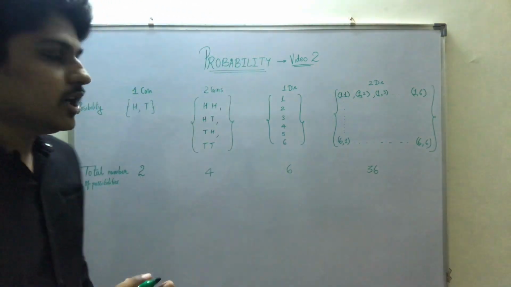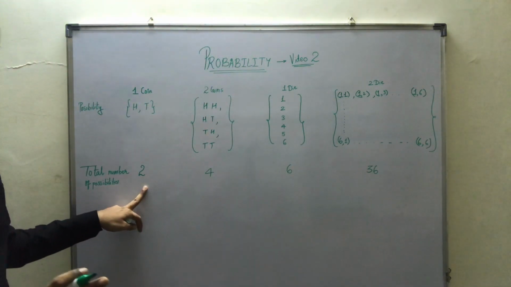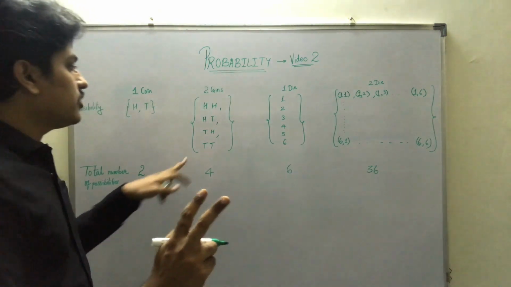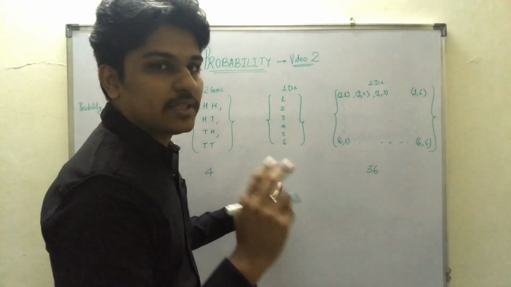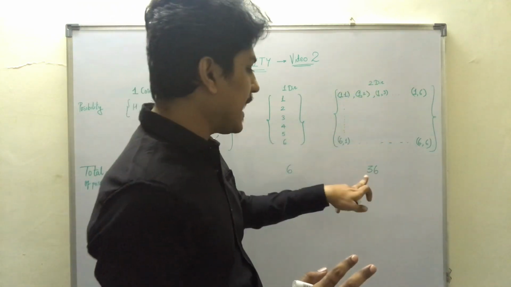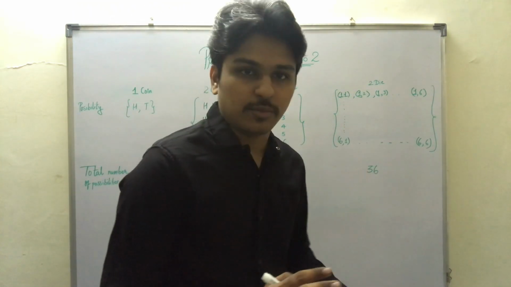So whenever you're dealing with a single coin, remember that there are 2 possibilities. Whenever you're dealing with 2 coins, remember that there are 4 possibilities. Whenever you're dealing with 1 die, remember there are 6 possibilities. Whenever you're dealing with 2 dice, remember there are 36 such possibilities.